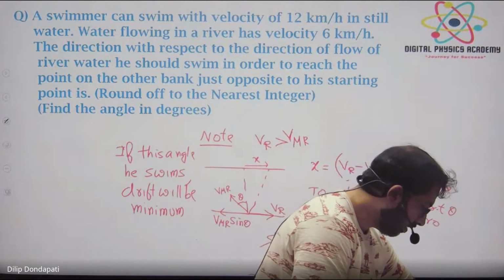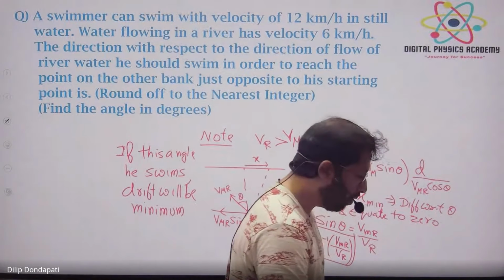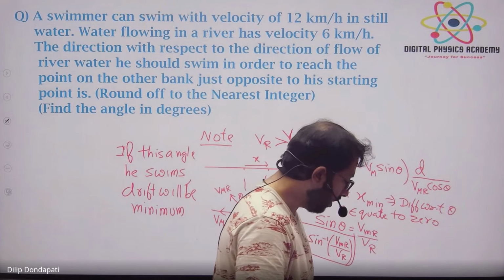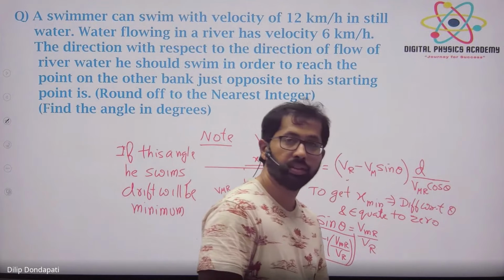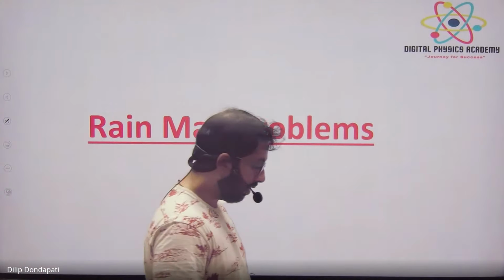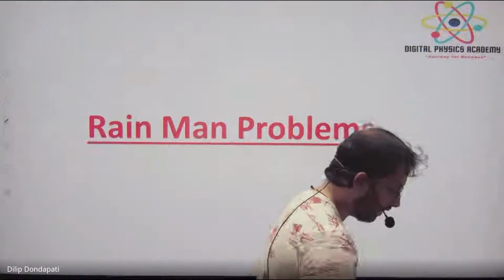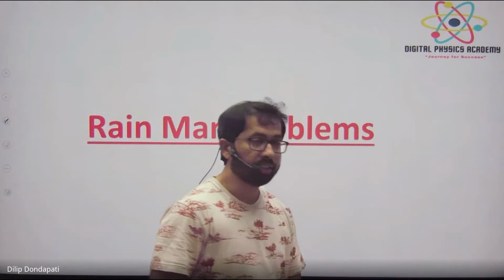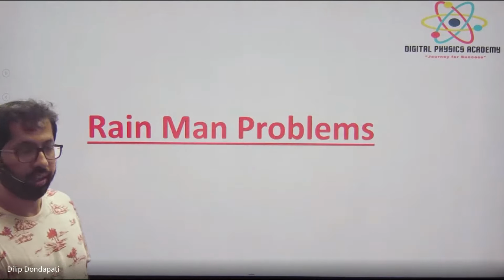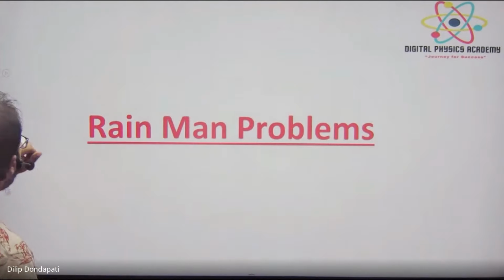Now the next concept is the relative velocity of rain man problems. I think you have done rain man problems in school. They didn't start it yet. Like they just did the basics of it. Yes, rain man problems. Okay, this is relative velocity, the last case, and it finishes. After this we are starting the kinematics of uniform circular motion. So we will see that later. Let's do rain man problems.